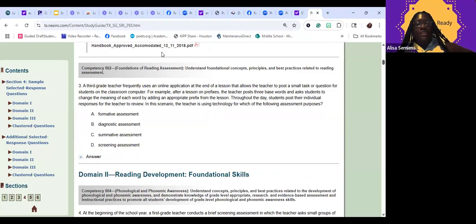And then we have the screening assessment. And with the screening assessment, that's going to show you if students have an issue or a reading disability like dyslexia, right? Or if they just have a reading disability. And so what we're going to do is read the scenario. I'm going to highlight what's important. And then you'll let me know if it falls under formative, diagnostic, summative, or screening assessment.